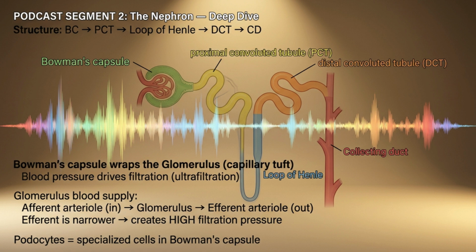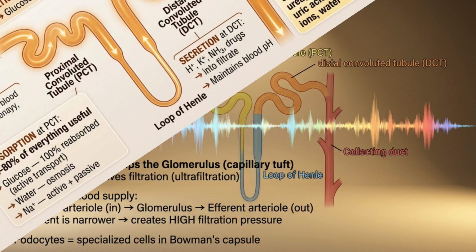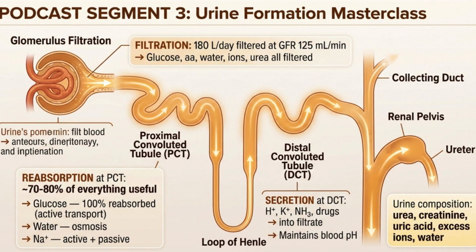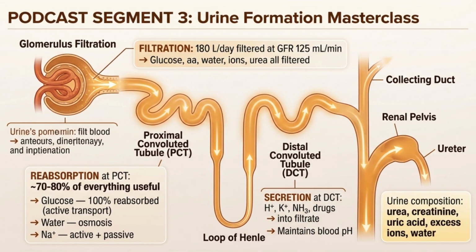The cells lining Bowman's capsule are called podocytes. They have finger-like projections that form filtration slits. Now, here's something NEET has tested. Blood cells and large proteins do not cross this filter. If they appear in urine, that's a pathological condition. Know this. But urine formation has 3 stages, and what happens at each stage is exactly what NEET tests.